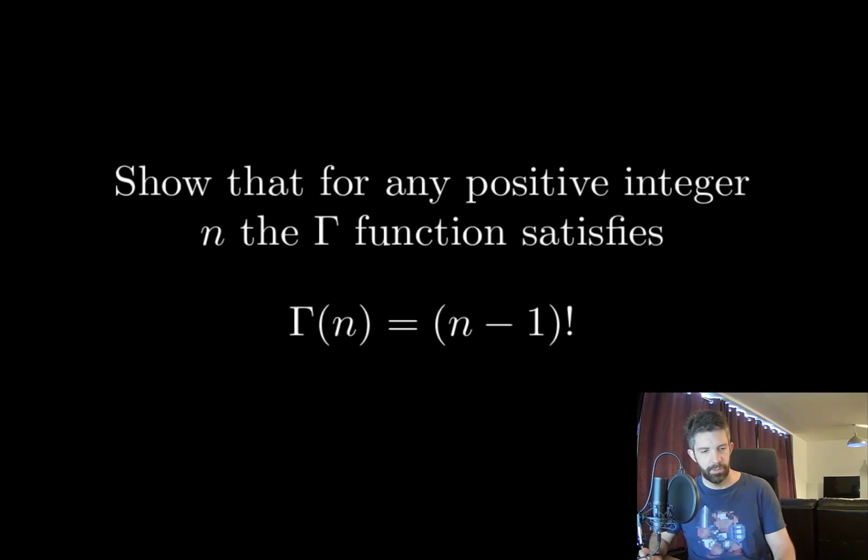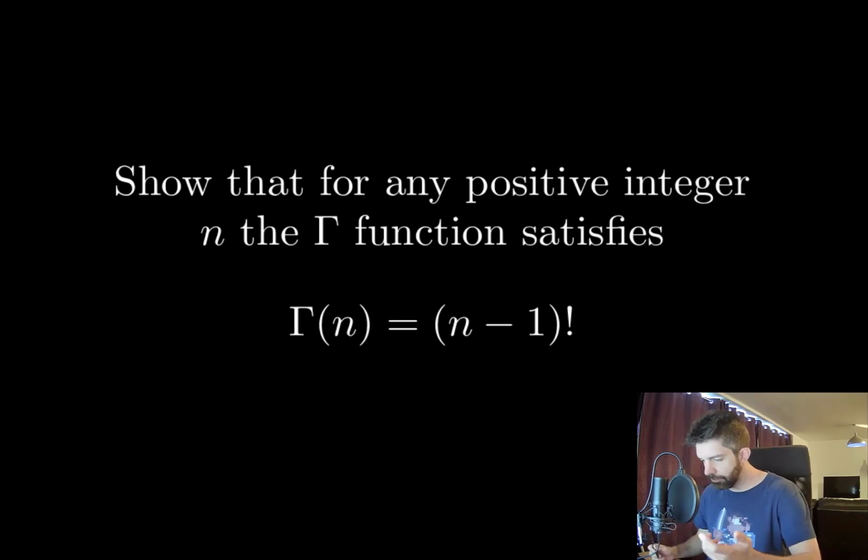I suppose what I could do is something along the lines of showing that the gamma function as it's defined in terms of an integral can give the factorial function when it's evaluated at integers. That might be a good exercise to do. So let's start by writing down what the gamma function is.